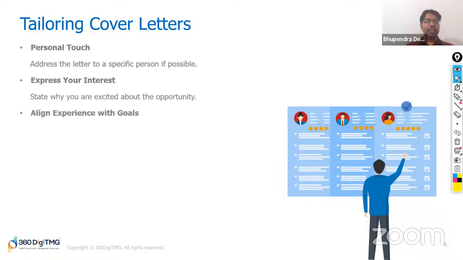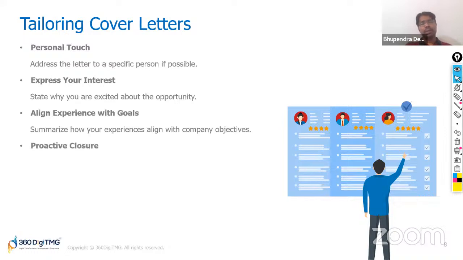Now, align your experiences with goals. You can talk about your experiences and the goal that you are applying for or where you want to be. You need to make sure that your goals are aligned with the company objective. Proactive closure. While closing the cover letter, you can clearly request an interview. If you just request a job interview, they may consider it, and that's a really proactive closure. That's really important.